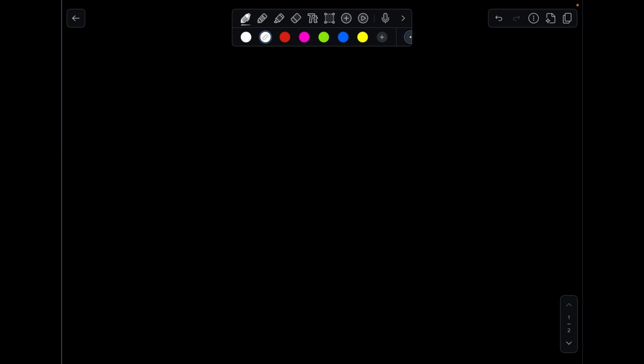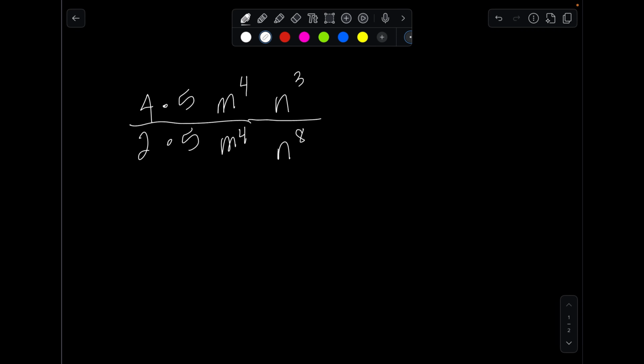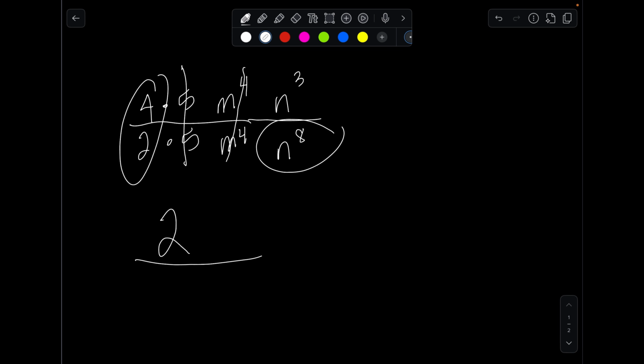Say you have, let's say, 4 times 5 times m to the 4th times n to the 3rd, over 2 times 5 times m to the 4th times n to the 8th. How do you simplify that? Well, take the 4 divided by 2, which is 2. 5 divided by 5 is 1. M to the 4th divided by m to the 4th is 1. And then this is bottom heavy, so there you go. Okay? You're asking what happened to these two. Well, you can also put times 1 if you want to.